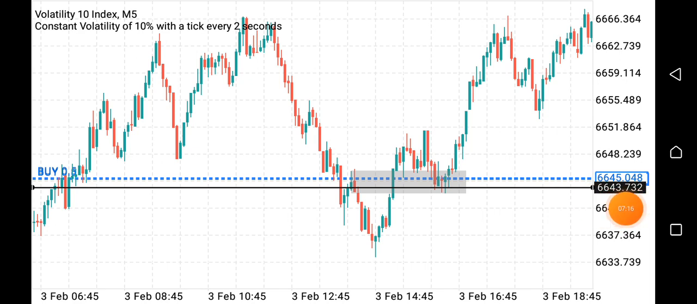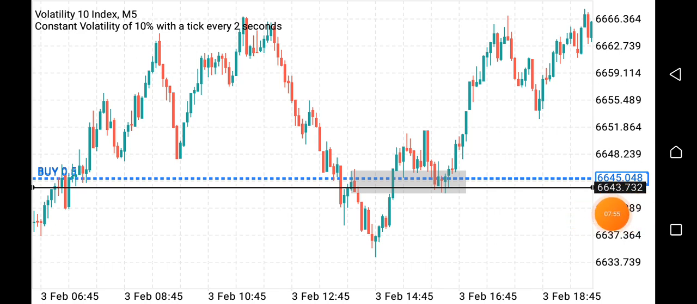So in these 4 numbers, the last 2 have to be in 5s. Since we have 6643, the 43 has to be in 5s, like you count in 5s. Instead of 43, you do 45. So after 45, what's the next 5? 50, right? The next 5 is what? 55. The next one, 60. I hope you're understanding what I'm saying. 5, 10, 15, 20, 25, 30. So that is what I mean by 5s. That's for the last 2 numbers.